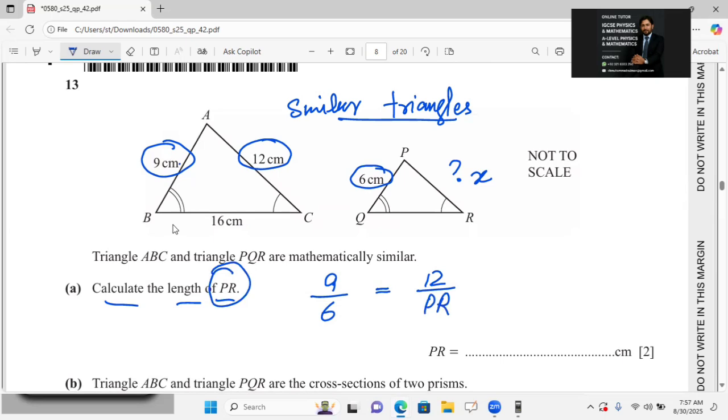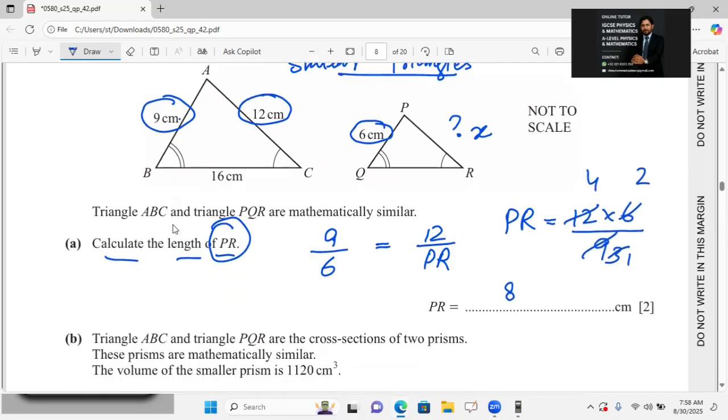What will happen? It will come up 12 multiplied by 6. PR is equal to 12 multiplied by 6 over 9. 3 into 9, 3 into 6 is 2, 3 into 3 is 1, 3 into 12 is 4. So PR is equal to 8 centimeters.